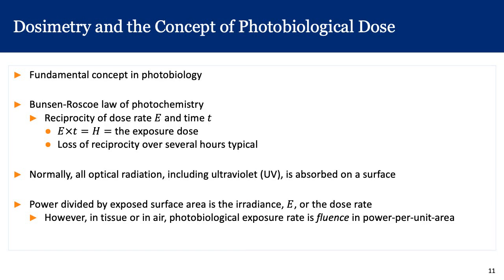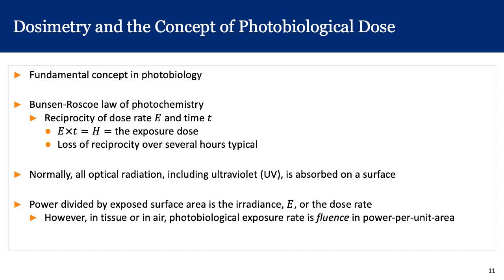Now, I've mentioned that in photobiology, it's important to think of individual photons interacting with individual molecules. And there are a few basic concepts that are very important. The first is the Bunsen-Roscoe law of photochemistry. And another way of describing that rule is what's termed reciprocity of dose rate, capital E, and duration of exposure, time t. So irradiance times t is equal to the radiant exposure, and that normally will produce the same biological effects.